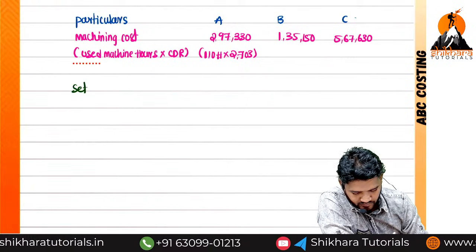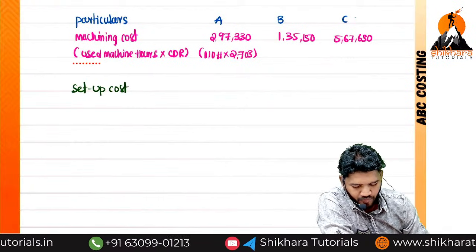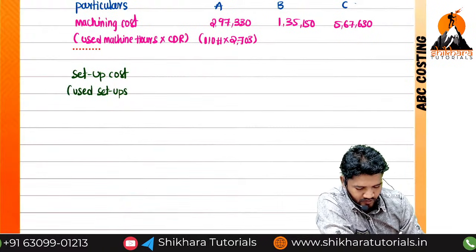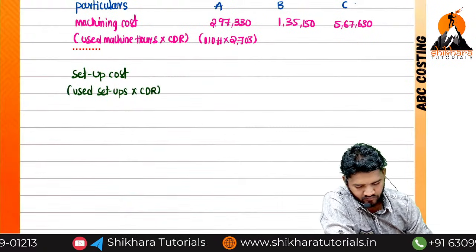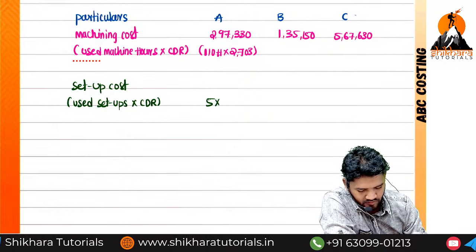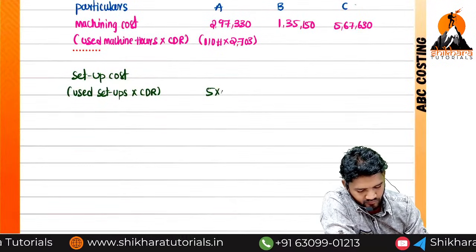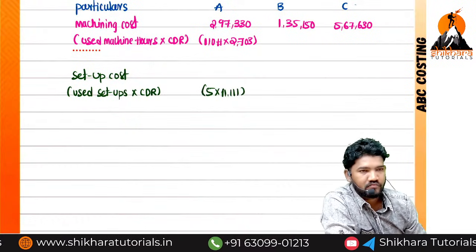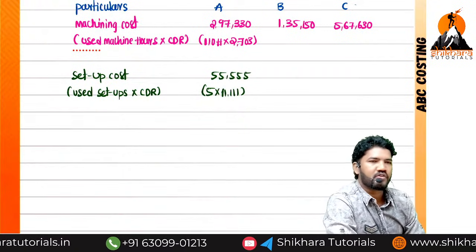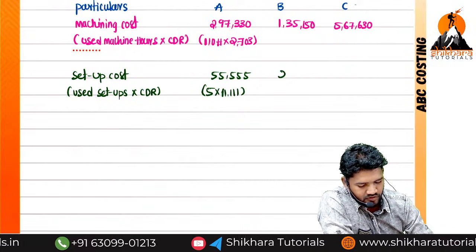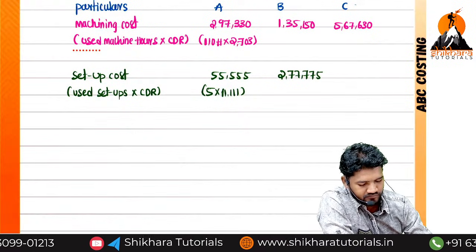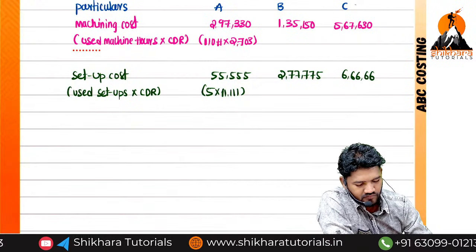Next, setup cost. How to apportion setup cost? Used setups into cost driver rate. What about the product here? Used setups? 5 setups, cost driver rate 11,111. Answer? 55,355. Now tell me about the B cost and C cost. 2 lakh. What about C cost? 660 or 6?